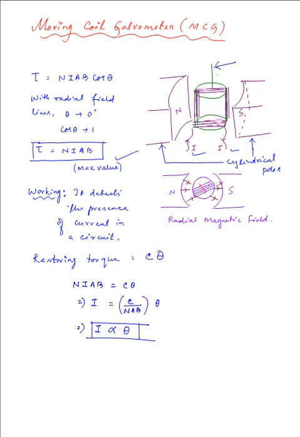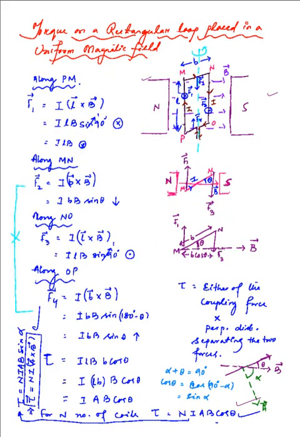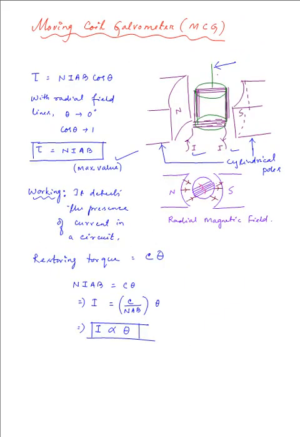So all that it has used is the concept of the torque acting on a rectangular coil, which we discussed in the previous video. And then further, how it was used: it was connected to the circuit, and then a torque acted which was restored, and from that restoration what we get is that the current is directly proportional to the angle theta.